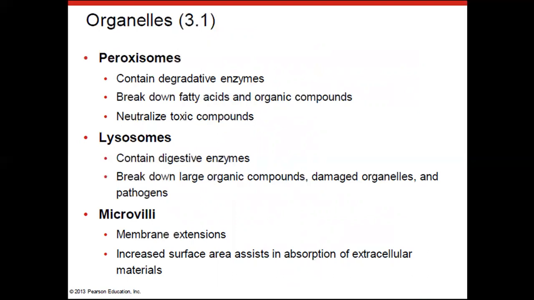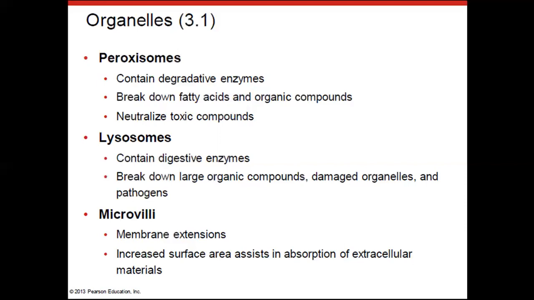So structures like peroxisomes, they contain enzymes that degrade within the cell. And they can break down fatty acids from fats or organic compounds. We'll maybe talk a little bit about these later. And they can neutralize toxic compounds. So there's 2 structures, 2 organelles within a cell that could potentially break things down or destroy certain compounds, substances that need not be in the cell any longer.